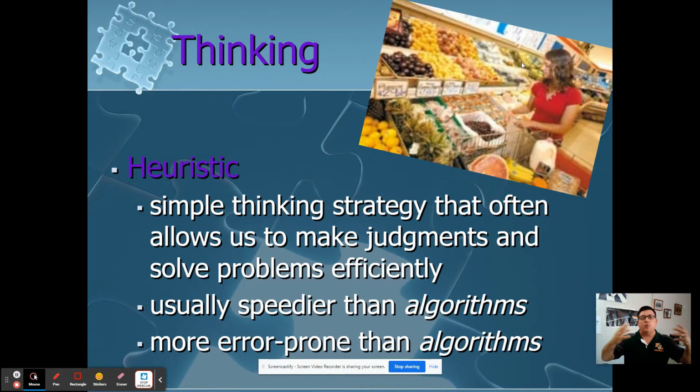I prefer heuristics because I have a lot of things going on. I juggle a lot of things. So although I use heuristics, I don't rule out algorithms. I just prefer heuristic thinking. That's how my mind works.